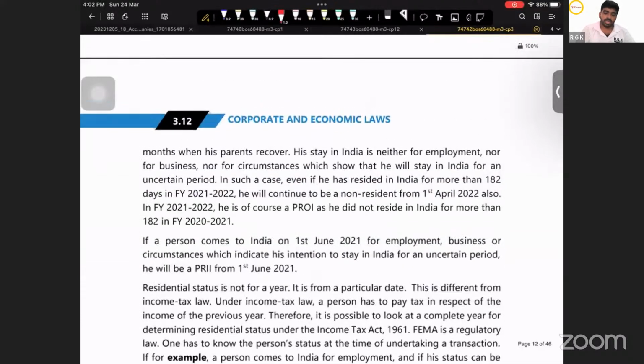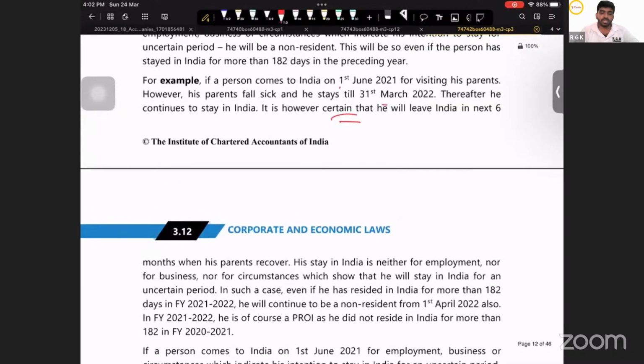His stay in India is neither for employment, nor for business, nor for circumstances which show that he will stay in India for an uncertain period. In such a case, even if he has resided in India for more than 182 days in the financial year 21-22, he will continue to be a non-resident from 1st April 2022. Also, in financial year 21-22, he is of course a person resident outside India because we are assuming that in 2021 he did not stay in India.